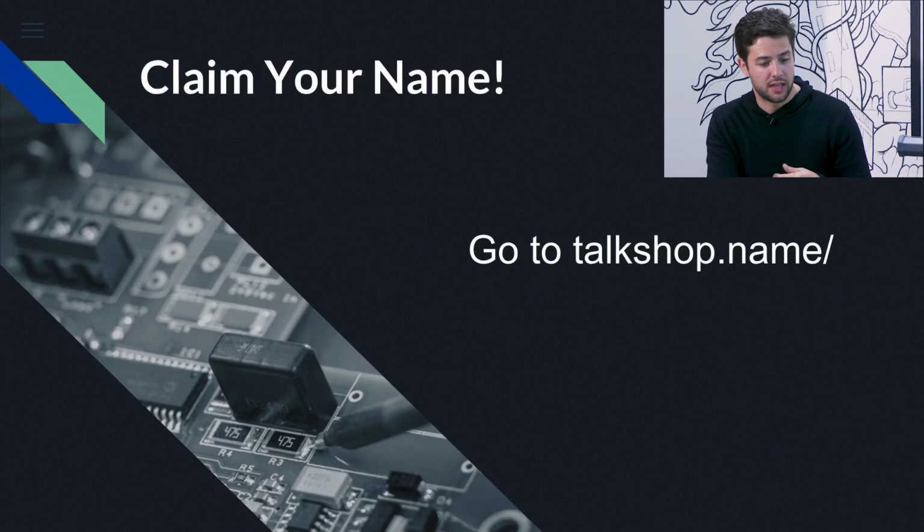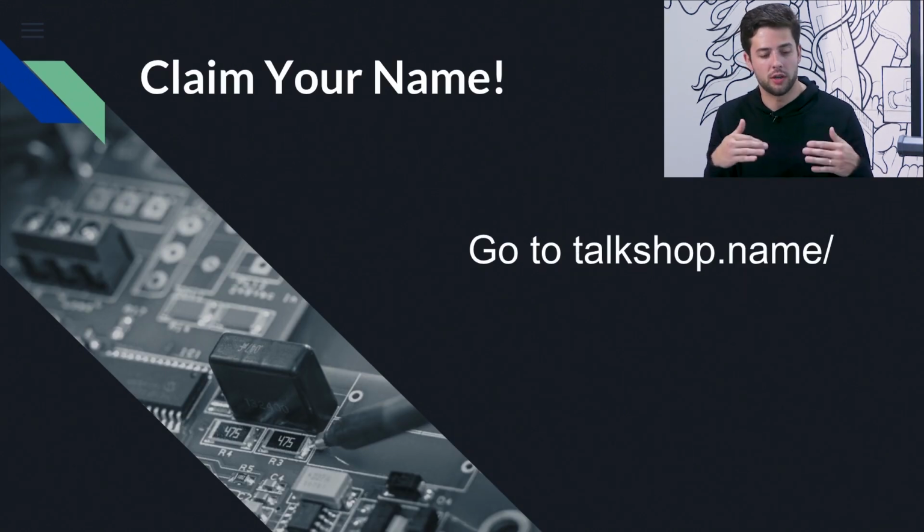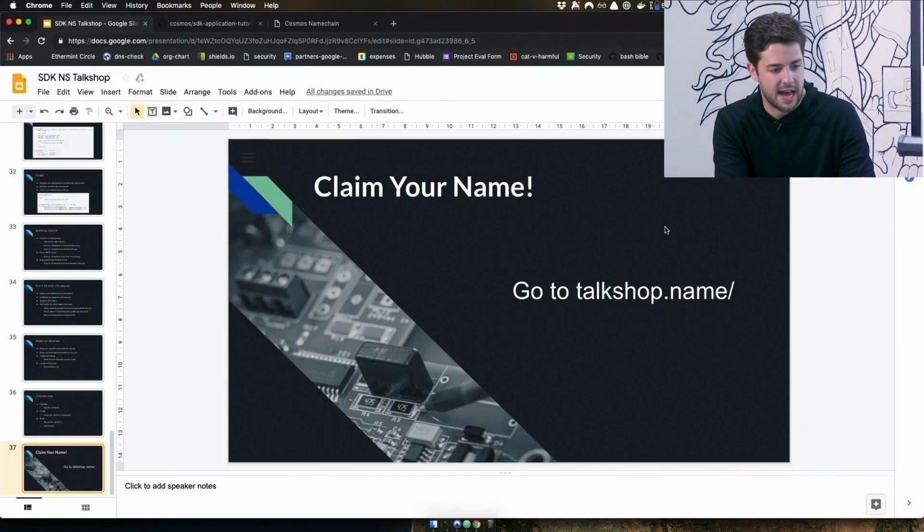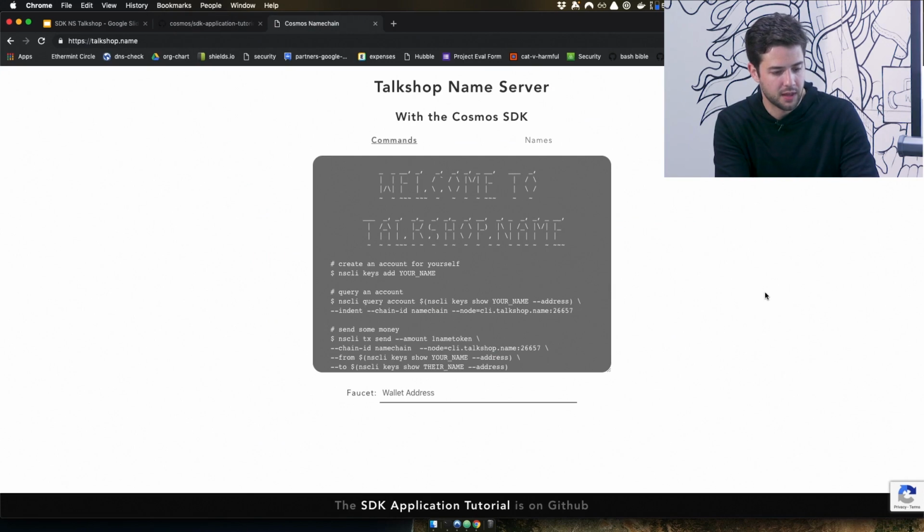But first, everyone can go to talkshop.name. I've got a server running there that has a Namecoin chain running, and you can use the faucet. If you run make install, I believe, from the root of the SDK application tutorial repo, you should be able to build these binaries, just build off of master.